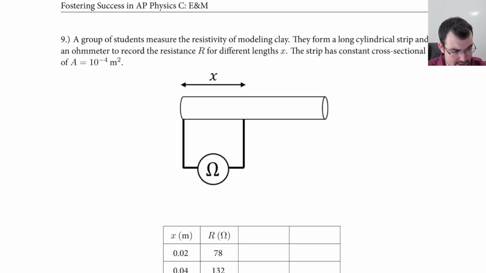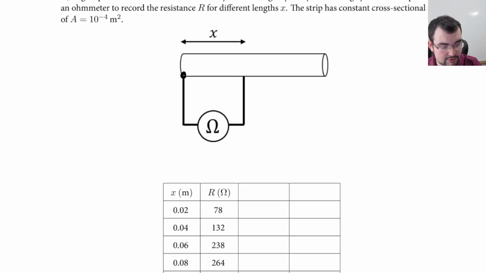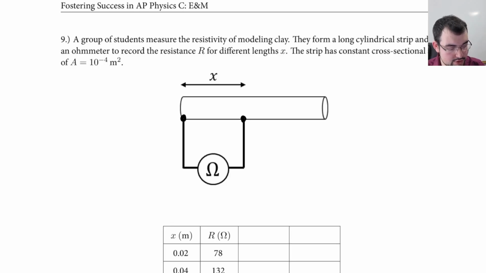They form a cylindrical strip and use an ohmmeter. You can guess what that does. It measures ohms to record the resistance R for different lengths x. The strip has a constant cross-sectional area of 10 to the minus 4th meters squared. So we're essentially taking one of these probes and scooting the other one along the length of this strip, because it should make sense that the longer the strip is, the more resistance you get, because you're forcing it through a longer hallway.